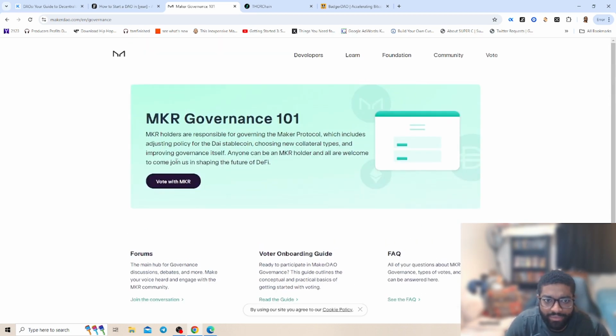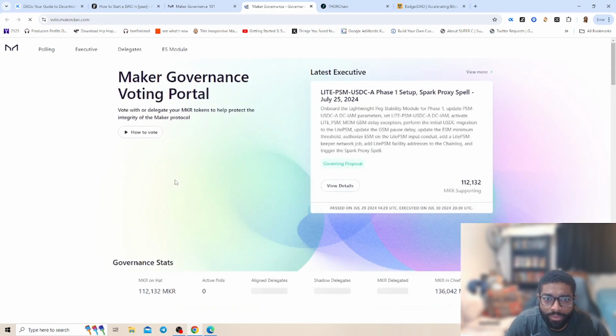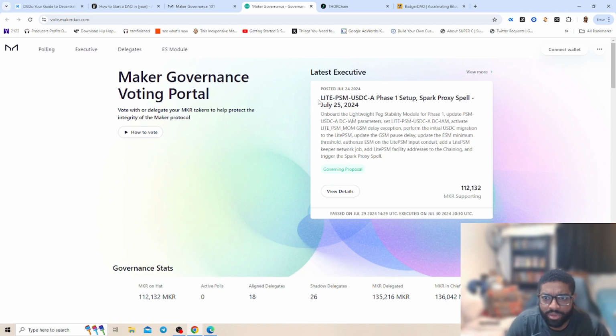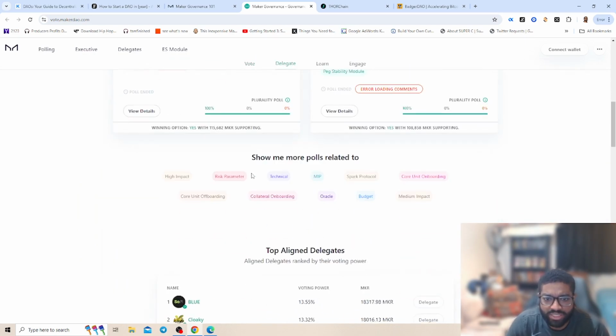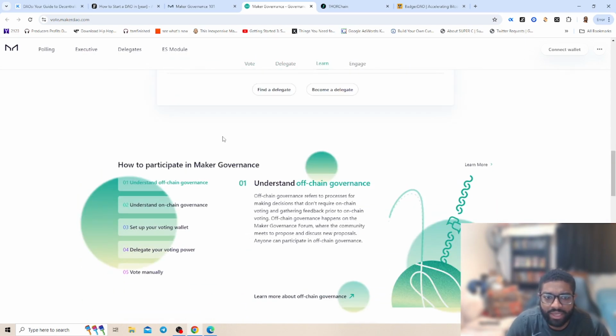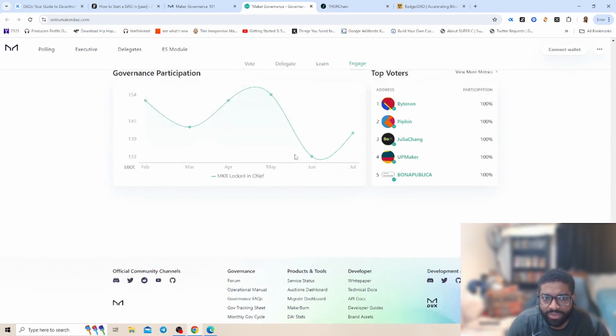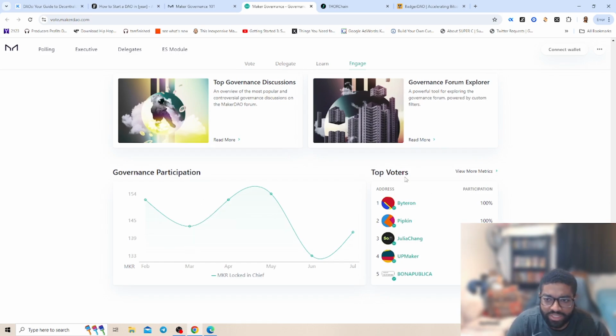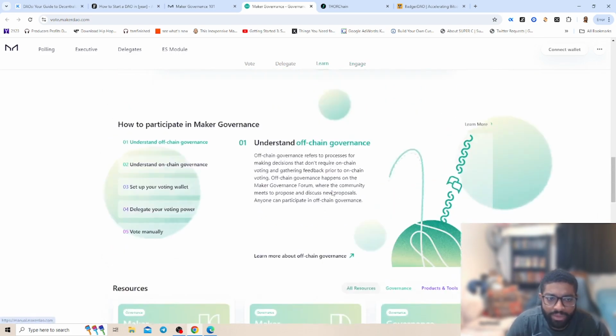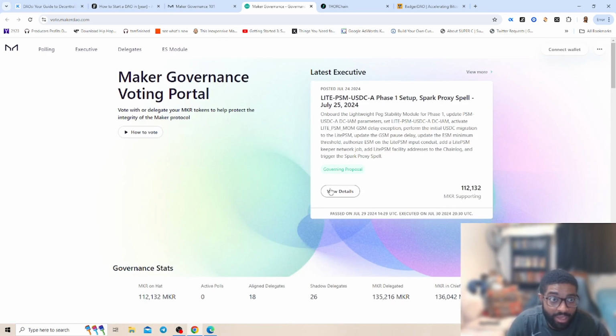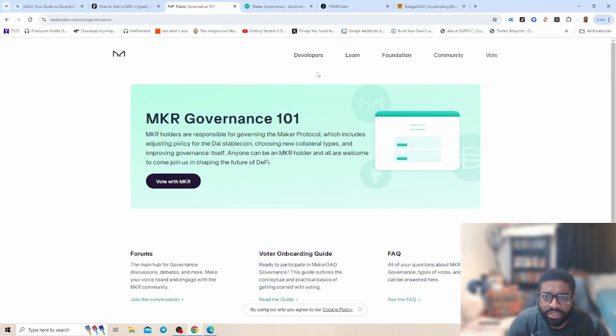So you can click vote on Maker DAO. You can make a governance proposal. You can just make suggestions, suggested polls. You can have your top aligned delegates. So it just shows how much participation you have in governance, top voters, being able to get active in this community if you believe in the cause and what they're building long term for a sustained future. But you can look into that.